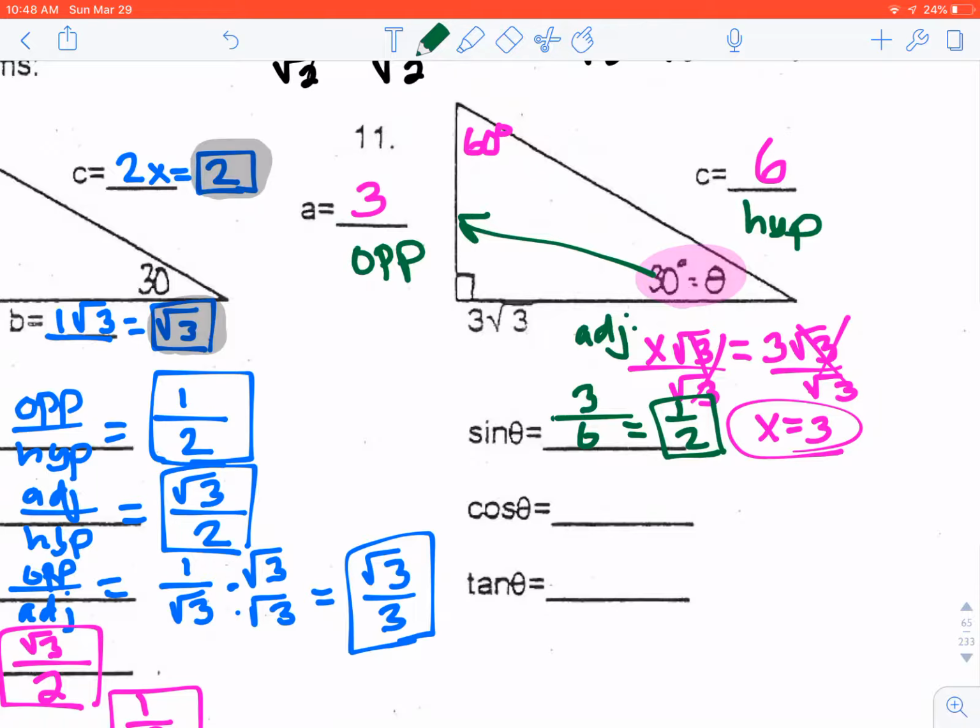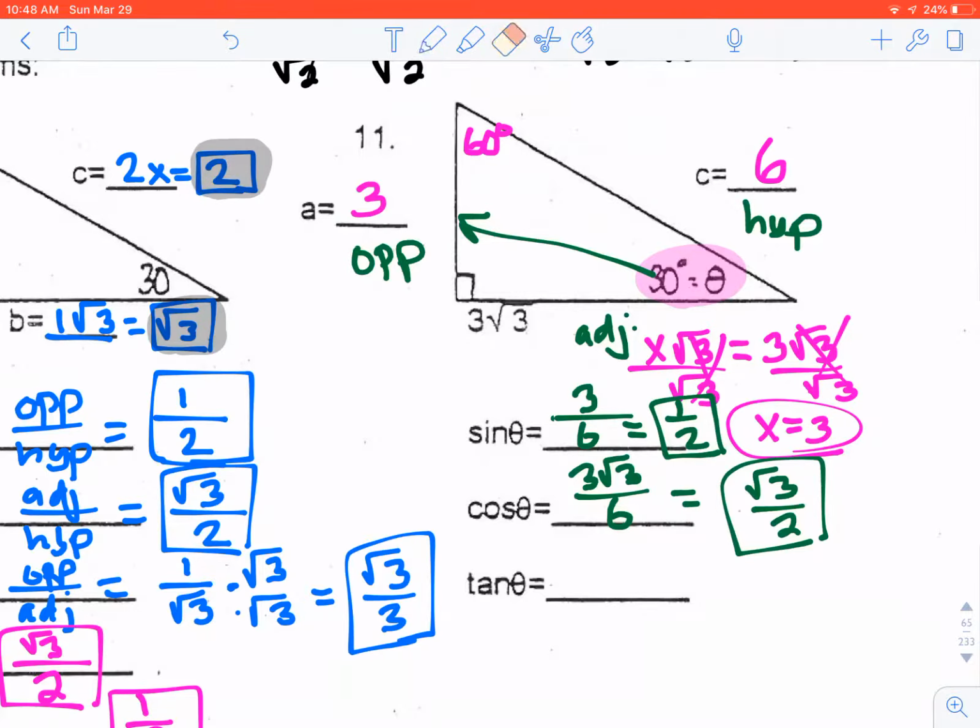The cosine of theta, adjacent over hypotenuse. So we have 3 square root 3 over 6. You want to reduce your fraction. 3/6 is 1/2. So square root 3 over 2.